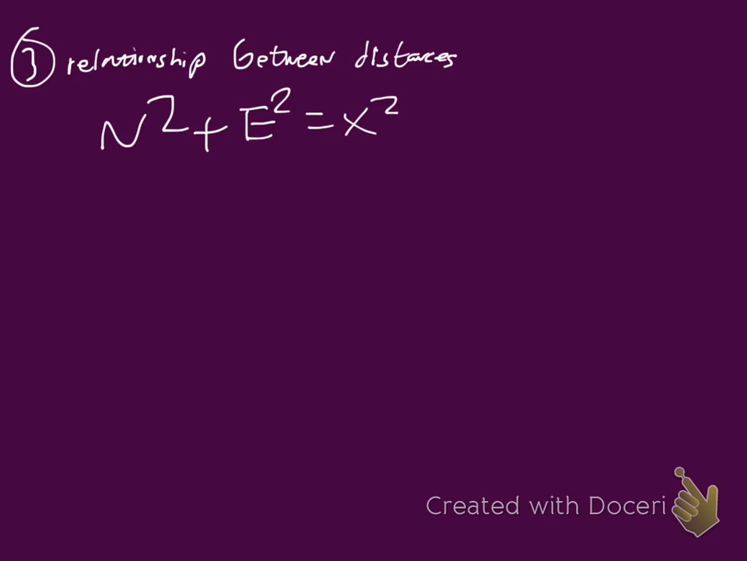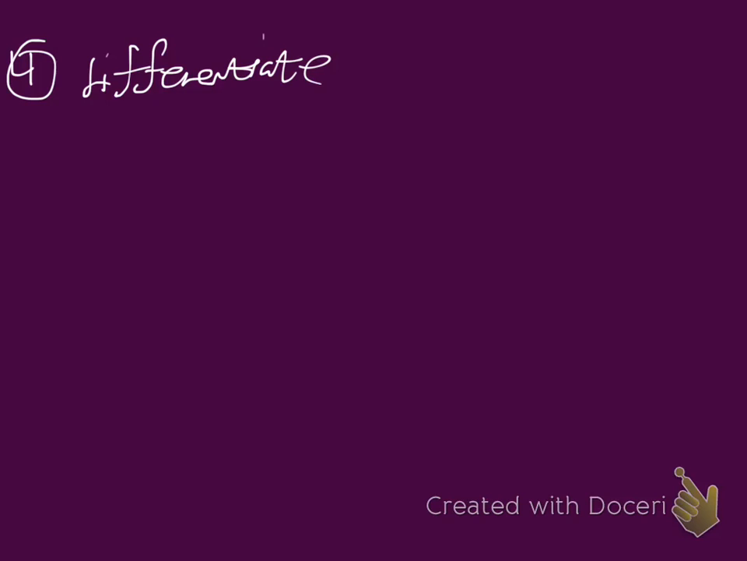So step 4, as I said, was differentiate. You differentiate your relationship, n squared plus e squared equals x squared. If you differentiate that, notice that this is something you have to be aware of. There are 3 variables here: an n, an e, and an x. Which are we differentiating with respect to? What variable are we going to have at the bottom of our differential?